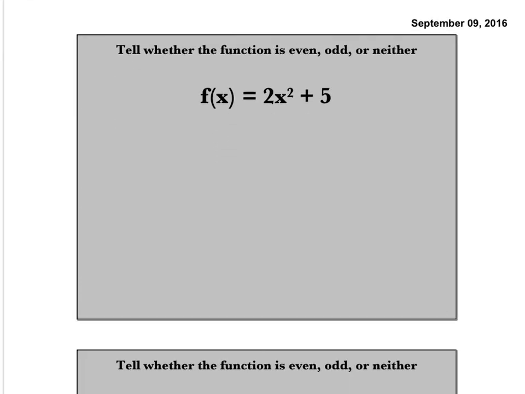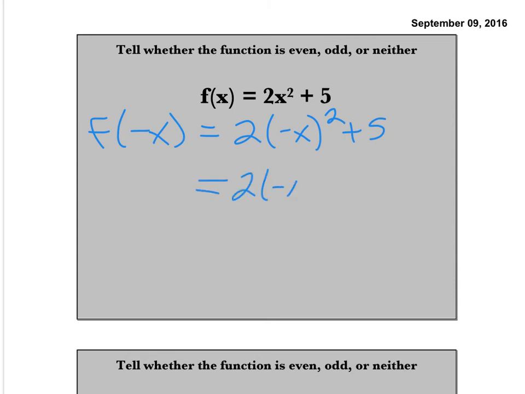So let's just do 2 more examples of these, and then you can spend the rest of the time working on your sheet. Tell whether the function is even, odd, or neither. So we have f of x equals 2x squared plus 5. To decide if it's even, odd, or neither, we need to find the f of negative x. Which in this case, instead of 2x squared, we'll do 2 times negative x squared plus 5. So we just plug negative x into the function wherever there was a positive x. And now we can simplify.